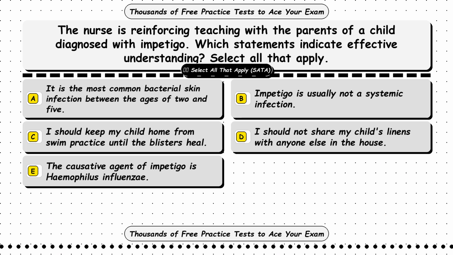Question 62. The nurse is reinforcing teaching with the parents of a child diagnosed with impetigo. Which statements indicate effective understanding? Select all that apply. Option A. It is the most common bacterial skin infection between the ages of 2 and 5. Option B. Impetigo is usually not a systemic infection. Option C. I should keep my child home from swim practice until the blisters heal. Option D. I should not share my child's linens with anyone else in the house. Option E. The causative agent of impetigo is Haemophilus influenza.